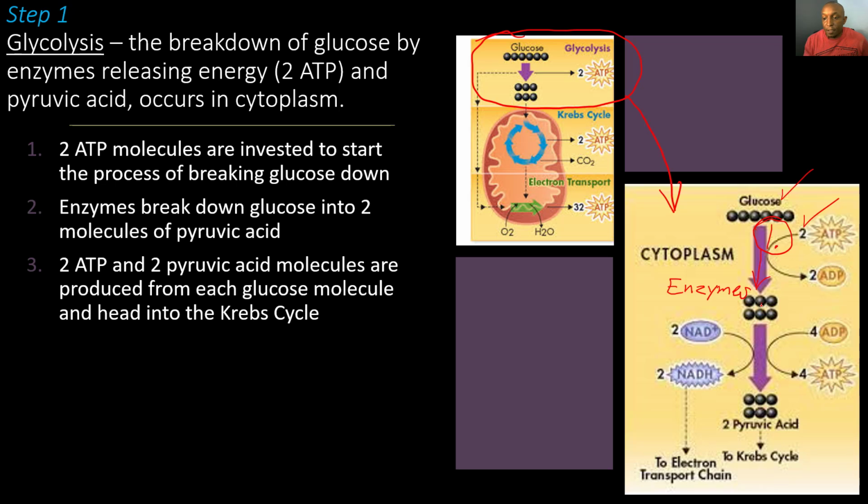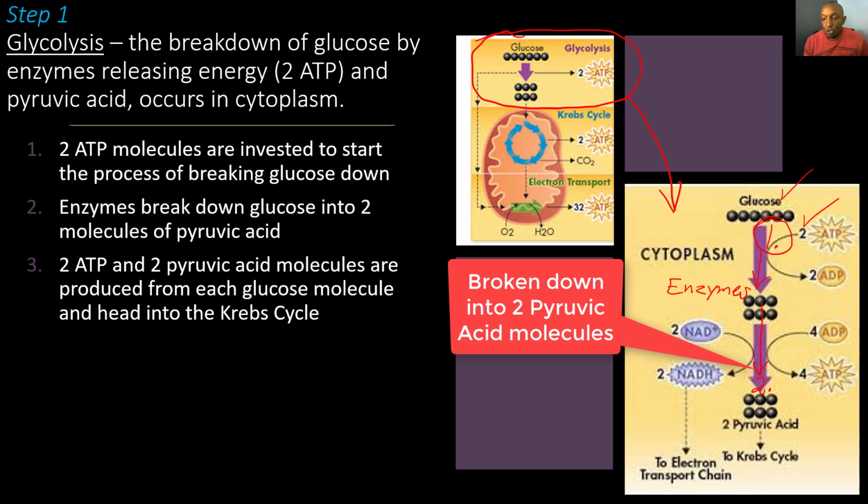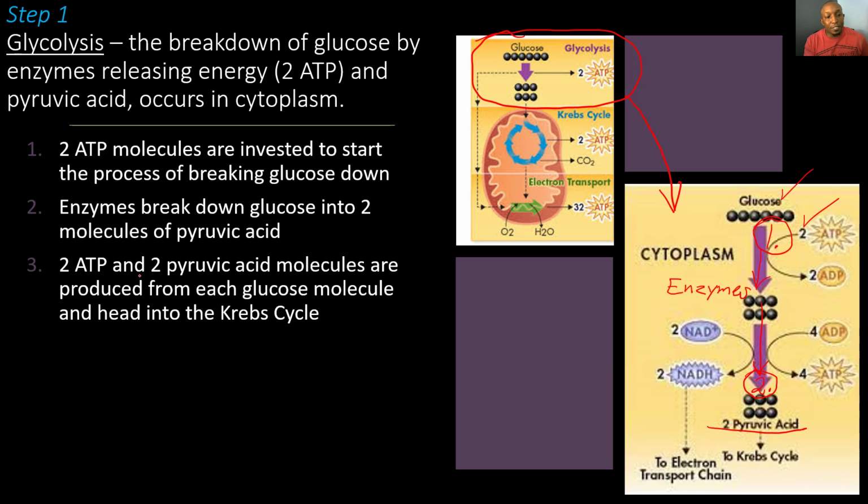We follow this molecule all the way down, and it's converted into two pyruvic acid molecules right here. Then in step three, two ATP and two pyruvic acid molecules are produced from each glucose molecule, and they head into the Krebs cycle. If you notice right here, it says 4 ATP, but remember, we invested 2 ATP, so we have a net total of 2 ATP that actually move on into the Krebs cycle along with these two pyruvic acid molecules.